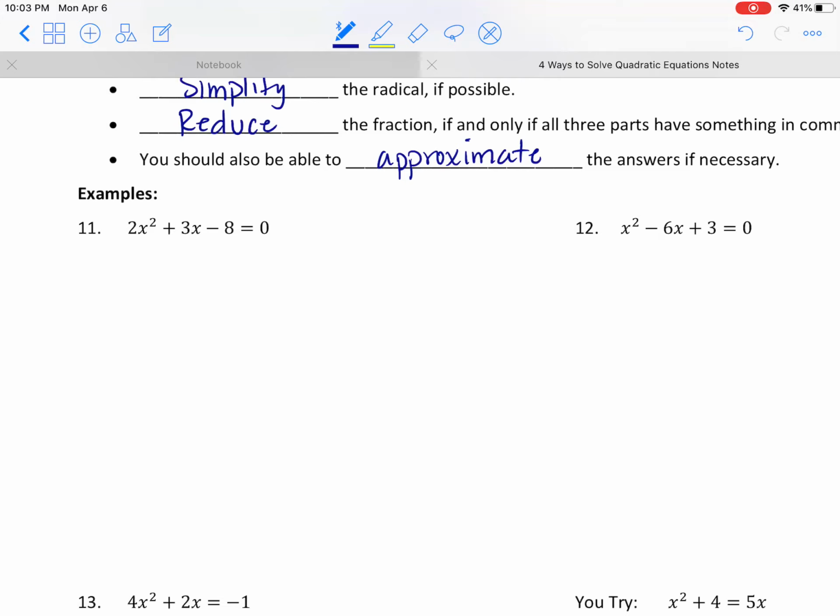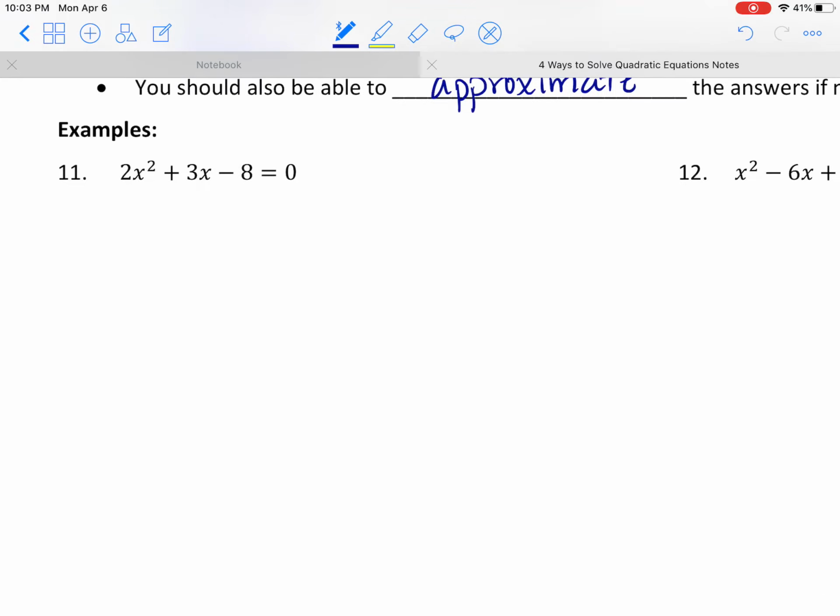Okay? All right, let's try this out. To me, number 11 is the perfect candidate for this quadratic formula. It's not factorable and can't use the square root method.